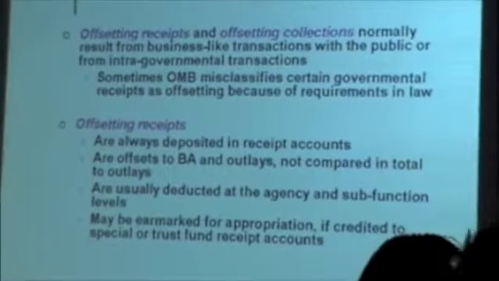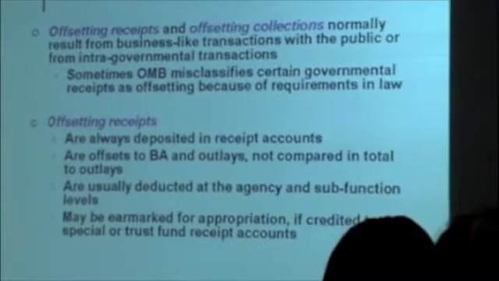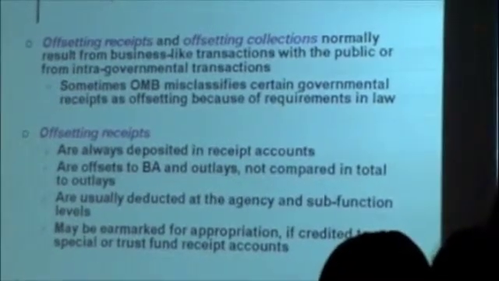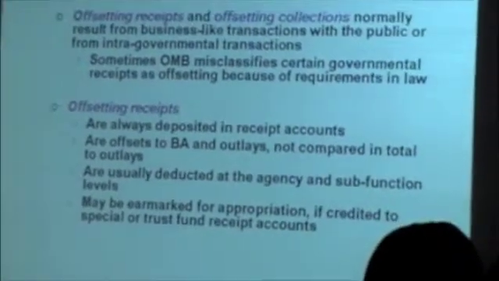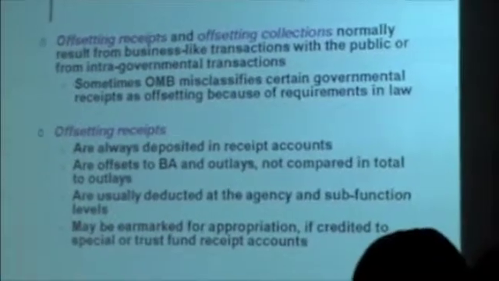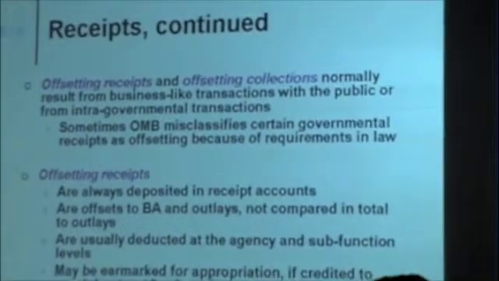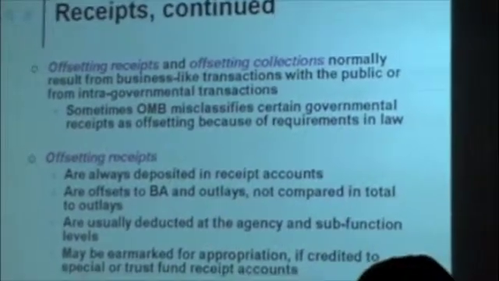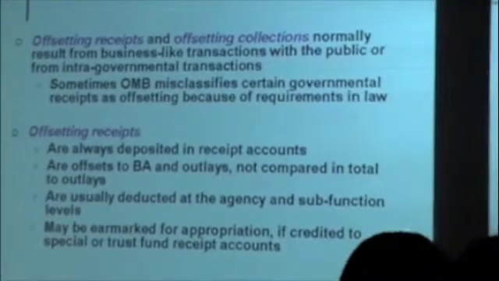Offsetting receipts are also deposited in receipt accounts, are offsets to budget authority and outlays, not compared to total outlays. They serve to reduce or offset budget authority and outlays and are not part of the comparison between outlays and receipts. They are usually deducted at the agency or sub-function level, and may be earmarked for appropriation if credited to special or trust fund receipt accounts. I usually like to stop here and ask any questions.